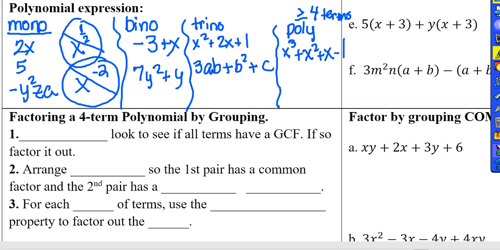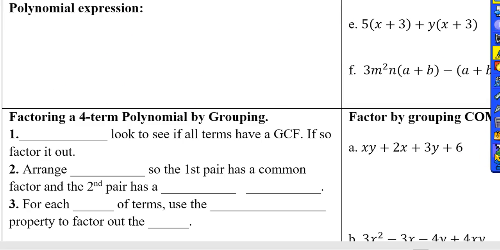Ready to move on? Okay, to the next box, to the right, to the right. Let's move to the right. I really have to stop dragging my mouse over.